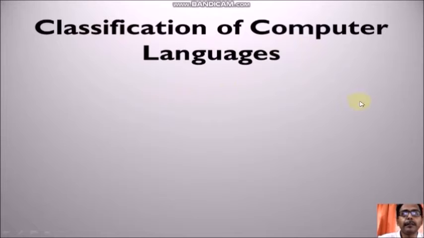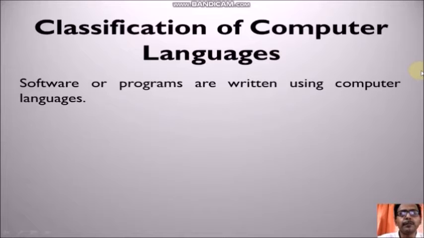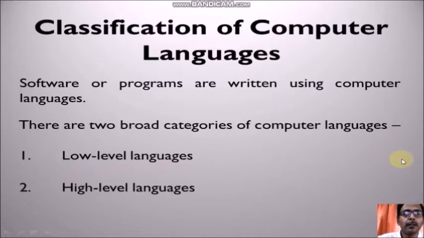Classification of computer languages. Software programs are written using computer language. Whatever software we see, actually they are all written using computer languages. There are two broad categories of computer languages. Number one, low level languages, and number two, high level languages. So these are the two basic broad categories.